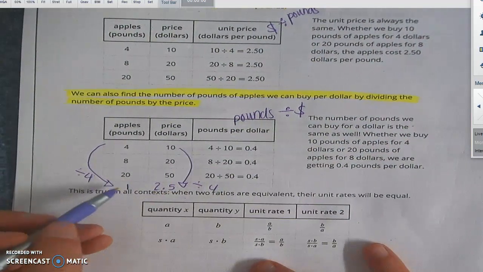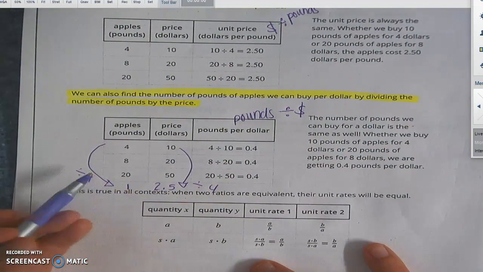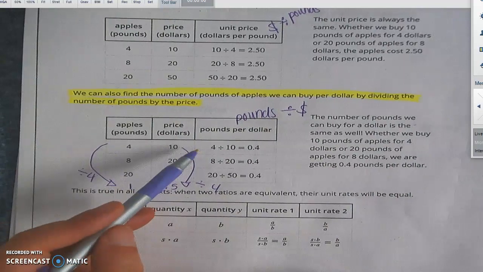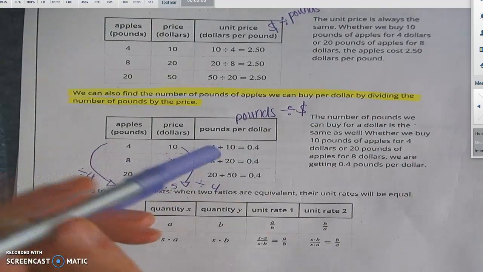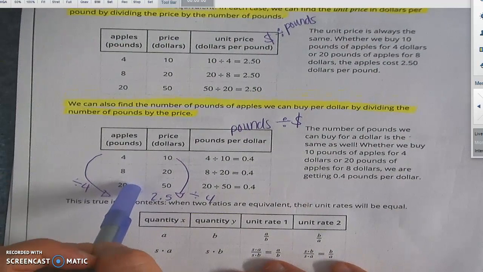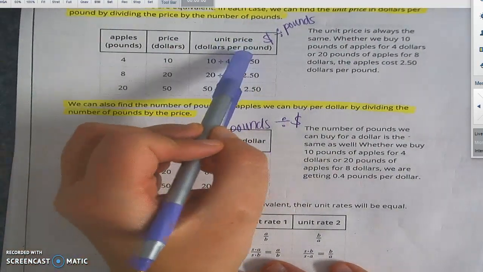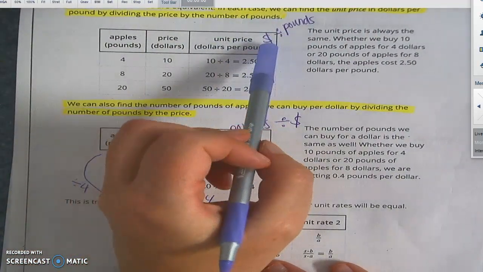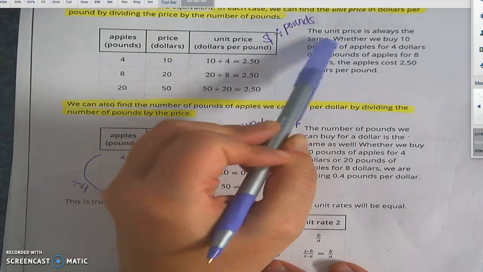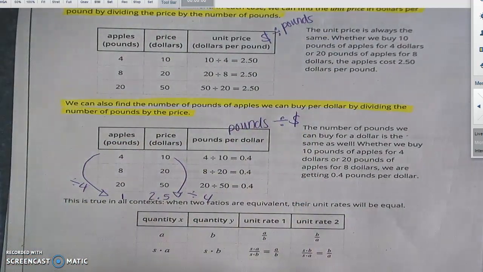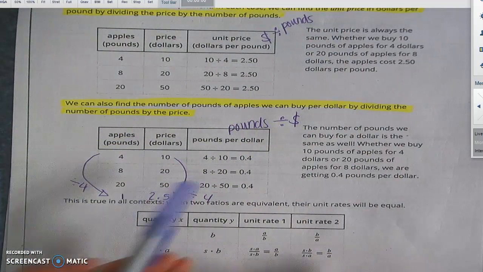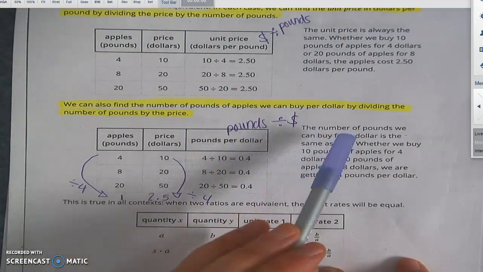But if I want to find 1 pound and I want to make sure I'm not dividing it backwards, I like to make a table. But if I know that I want to find 1 pound, and so I want to find dollars per pound, I can just think of, oh, I just want to do dollars divided by pounds. Now, if I want to find $1, then I'm going to do pounds divided by dollars.